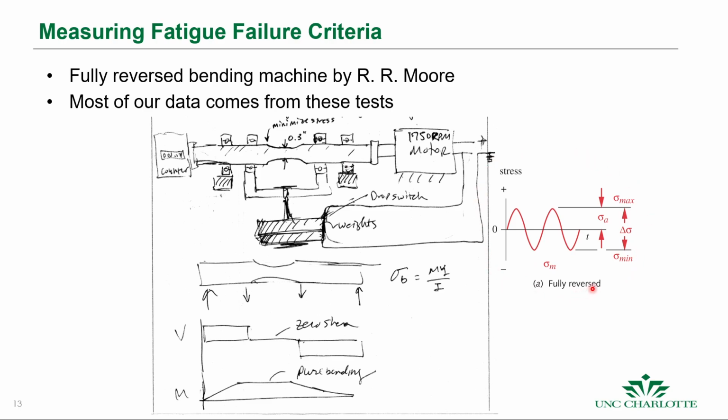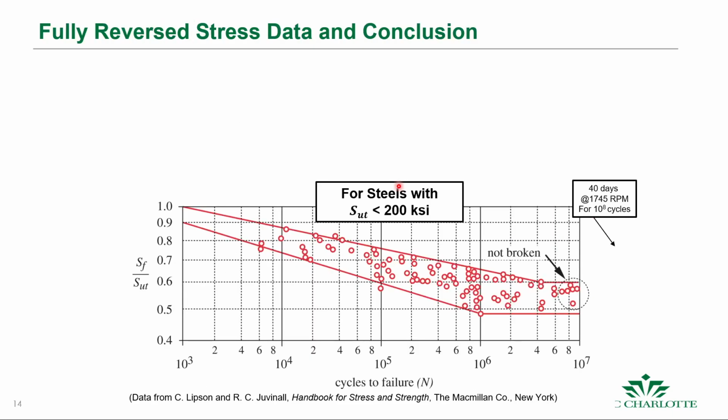diagram for that stress, where we have zero mean stress, we have our alternating stress, and then we have our delta stress between our min and our max stress. Okay, so that's the machine that's used. That's where most of the data comes. Okay, and this is the data that comes out of these tests.